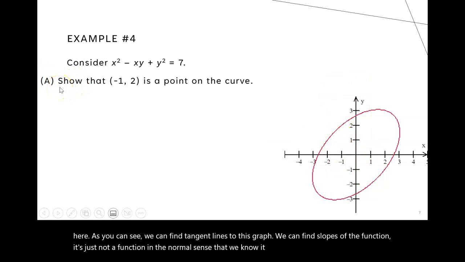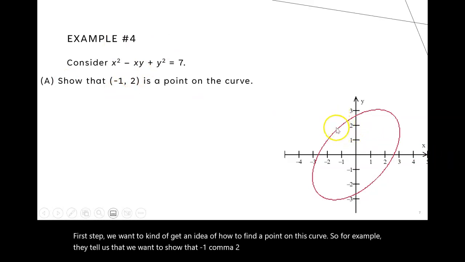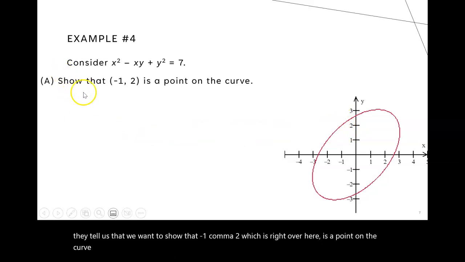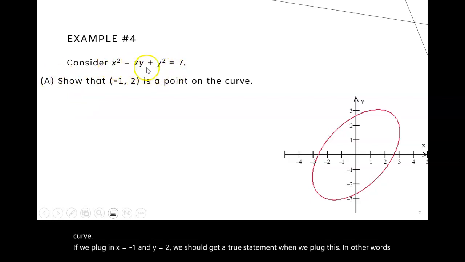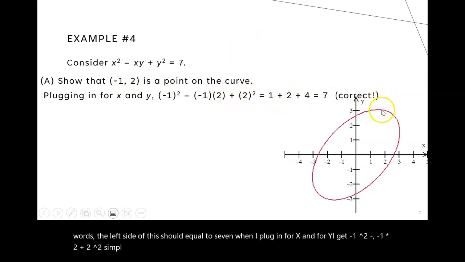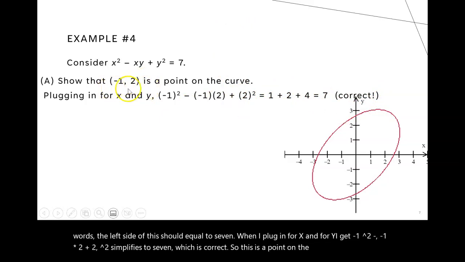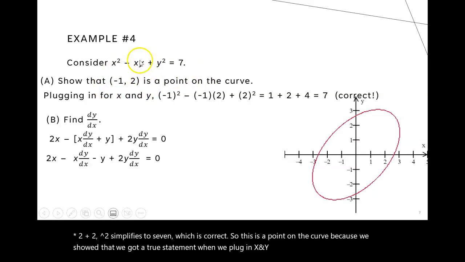So first step, we want to get an idea of how to find a point on this curve. For example, they tell us that we want to show that negative 1 comma 2, which is right over here, is a point on the curve. Well, if we plug in x equals negative 1 and y equals 2, we should get a true statement. In other words, the left side of this should equal 7. So when I plug in for x and y, I get negative 1 squared minus negative 1 times 2 plus 2 squared, which simplifies to 7, which is correct. So this is a point on the curve because we got a true statement when we plug in x and y. Now find dy/dx.